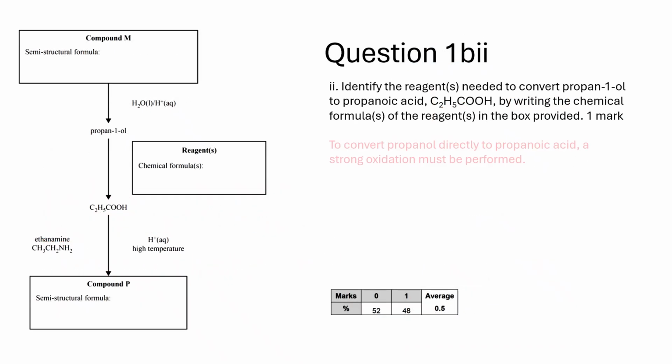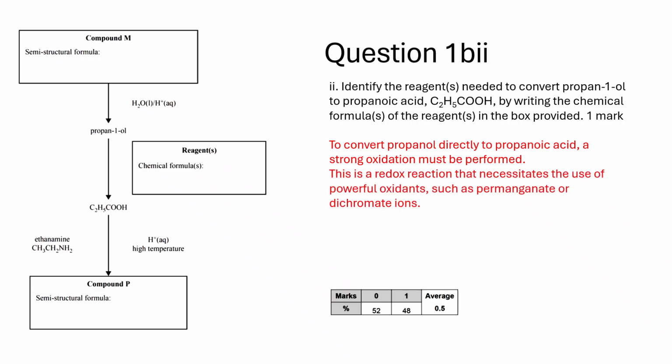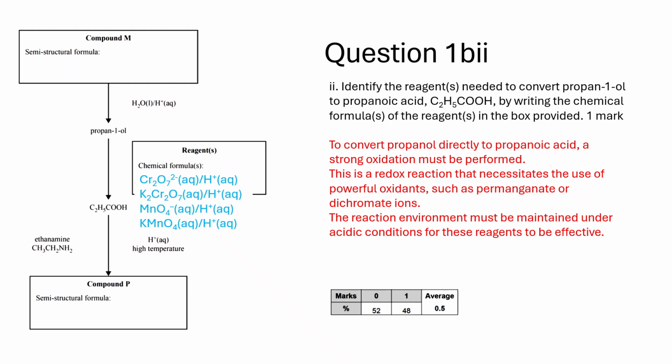To convert propanol directly to propanoic acid, a strong oxidation must be performed. This is a redox reaction that necessitates the use of powerful oxidants, such as permanganate or dichromate ions. The reaction environment must be maintained under acidic conditions for these reagents to be effective.